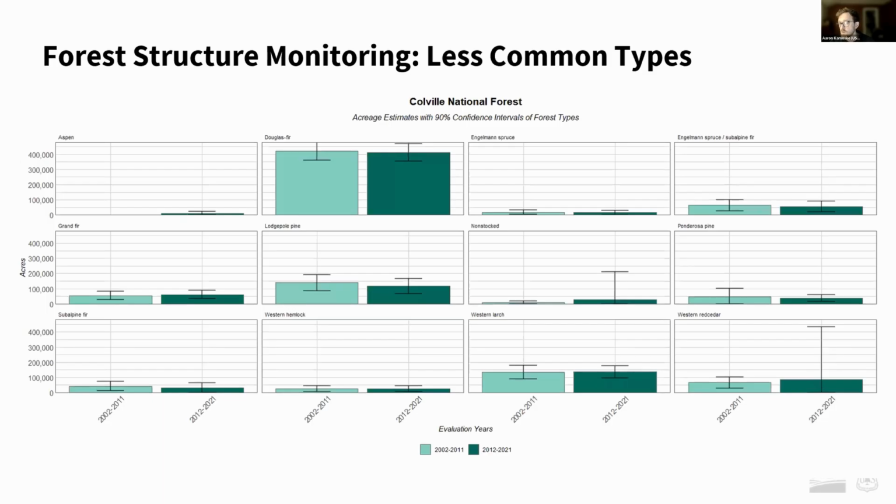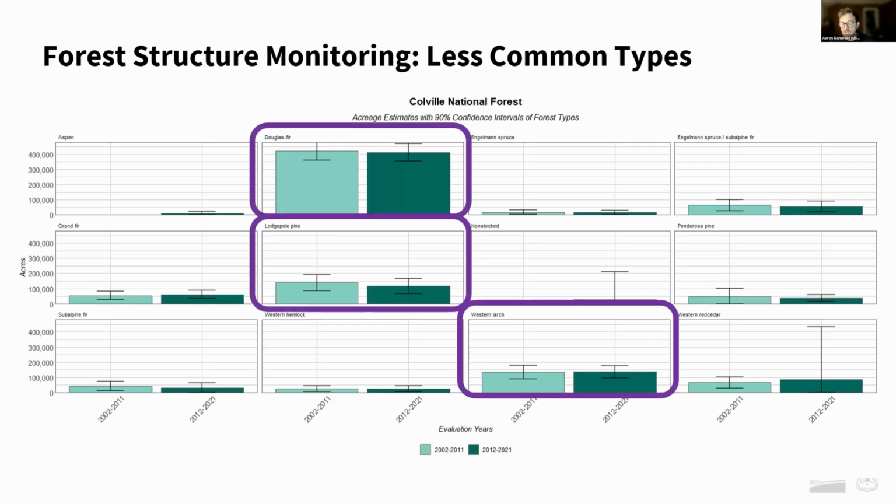So going back to all of the forest types that were sampled across the Colville, the ones we selected may not be our only or main forest types of interest. Instead, we may be interested in less common forest types for specific purposes related to things like ecological integrity, habitat, proposed management actions, mature and old growth forest, or other needs.